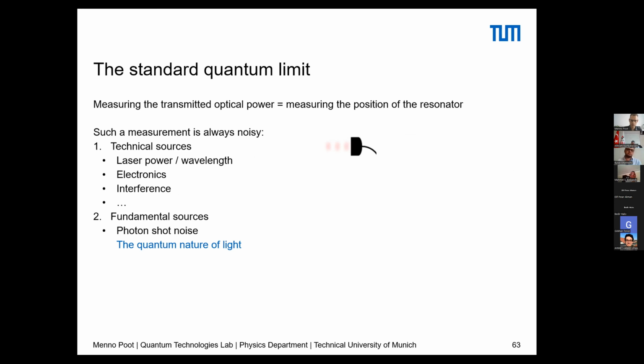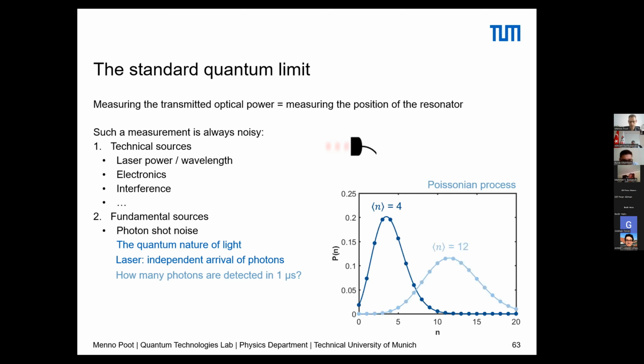So in this case, when we have such a detector, then we have to ask ourselves, well, how do these photons arrive? And if you use a laser as a source of photons, then the photons will arrive independently of each other. And we can ask ourselves the question, well, how many photons are going to be detected in a certain time interval, say 1 microsecond, to be a bit more concrete? Well, that answer is that it depends on the average rate, and the process is actually a Poissonian process. So in this case, the number of photons that you're going to get is a stochastic number, and the outcome depends on the average number of photons that are arriving.